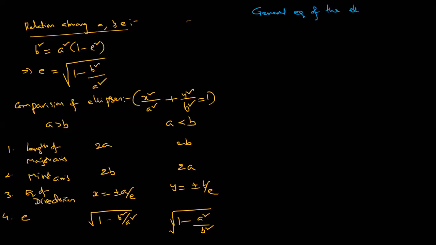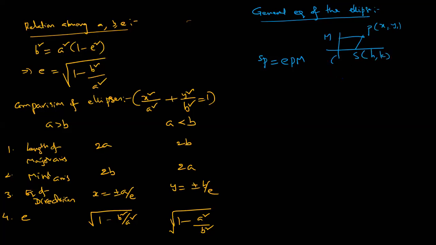General equation of the ellipse. What is the standard form according to the conics? SP is equal to e times PM, dear students. So suppose P is x1, y1. Consider the focus is h comma k. The equation of the directrix is ax plus by plus c is equal to 0. Squaring on both sides, SP square is equal to e square PM square.